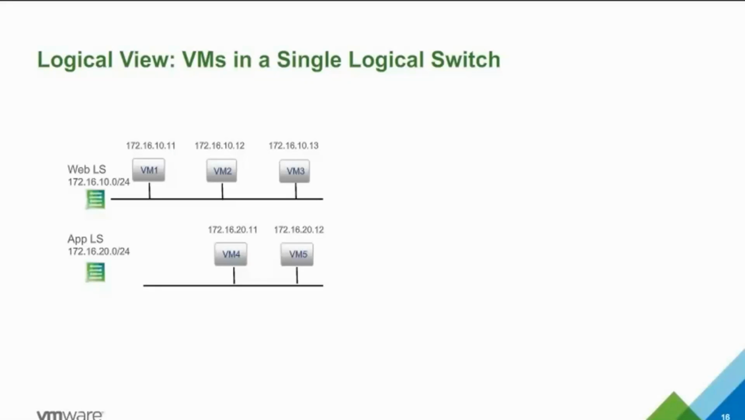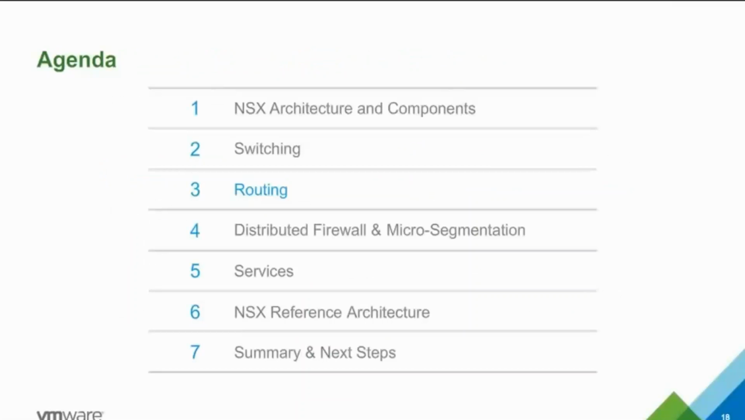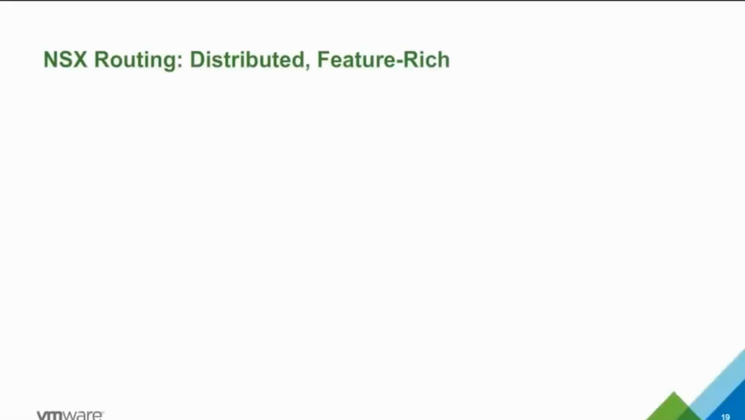Now, VMs in a single logical switch, you can see here, I got the web one, the app one, they're distinct subnets. The physical view, as you can see here, the 2 hosts on the left are on the 150.0/24, and then there's a host on the right that's on a different /24, 250. But the VMs don't care. Again, they're all logically layer 2 adjacent.